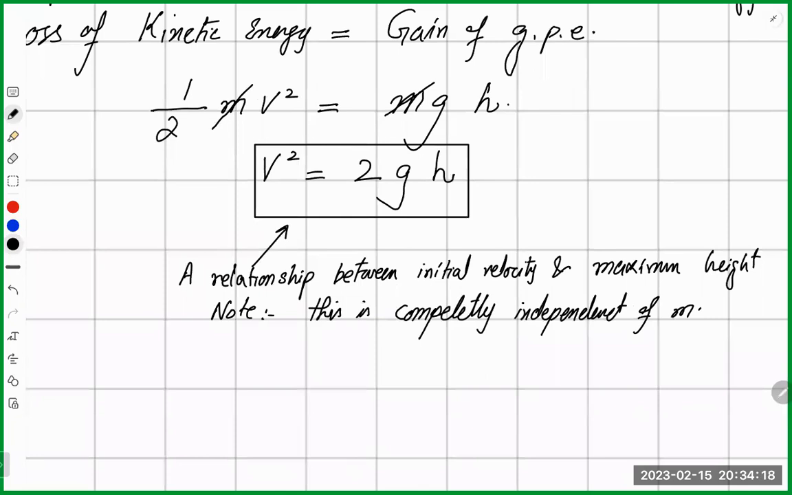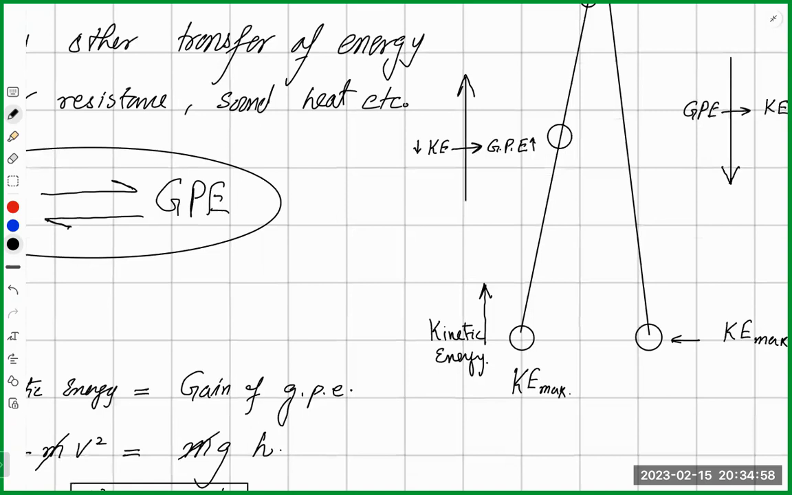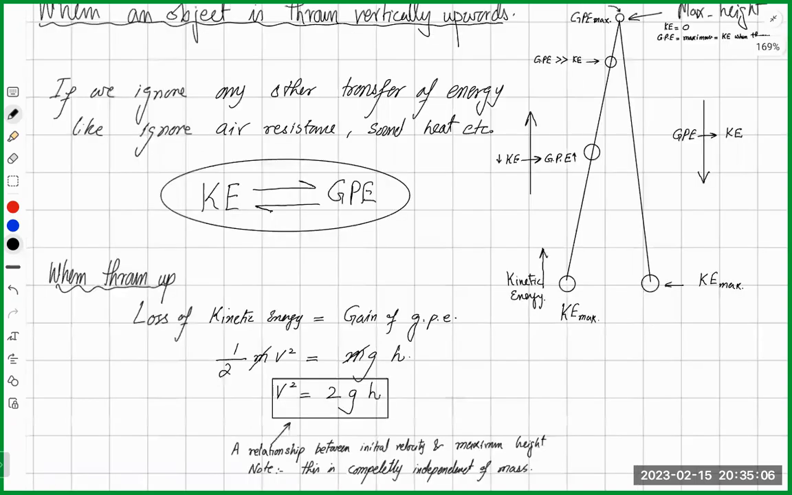And this is where the examiner is going to play mind games with you. He will say that we throw a stone with a speed of 10 meters per second. Find the maximum height it will go to. So you use half mv square equals mgh, which gives v square equals 2gh, and you say it is 10 square over 20, and you find out that it will go to a height of 5 meters. In the next part, the examiner starts mind games with you.